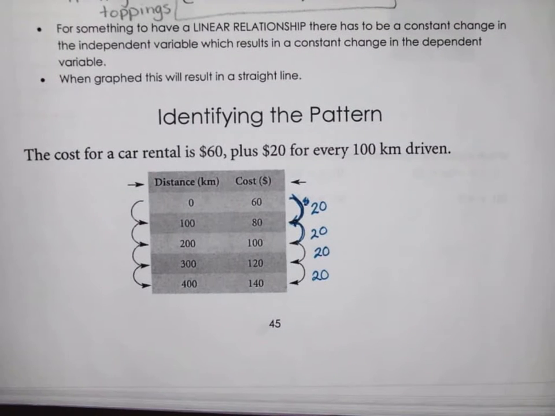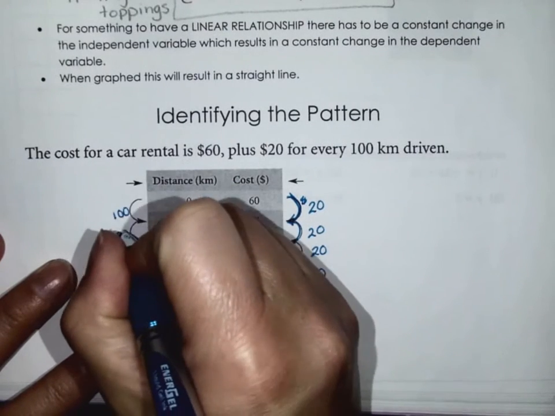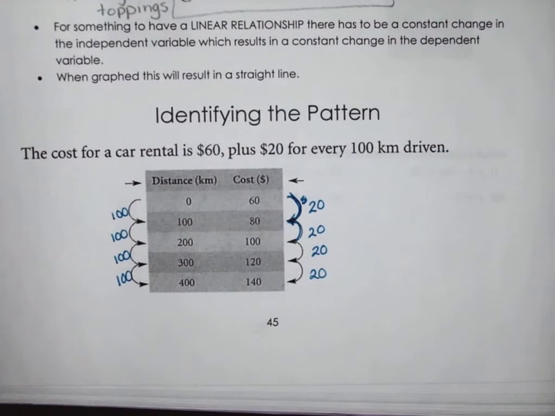But what's happening on the other side? What's happening in our independent data? It increases by 100. So you're seeing a consistent pattern on both sides. So if we were to create an equation for this one, what would it be?